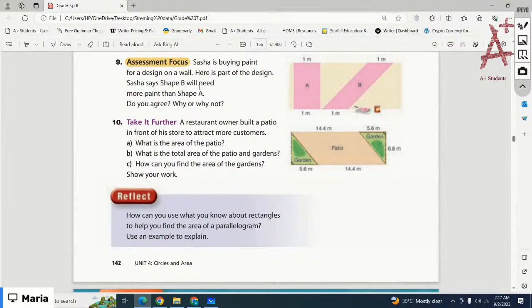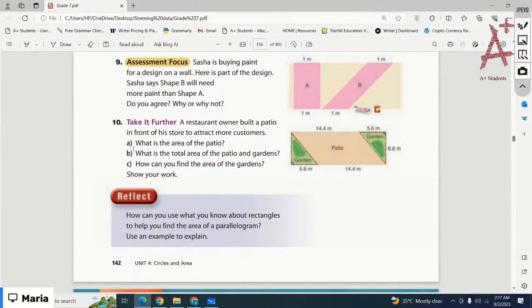So she made a mistake. The same amount of paint is needed to cover the wall shape A and to cover the wall shape B. So the amount of paint for both is exactly the same because they have the same area, right?